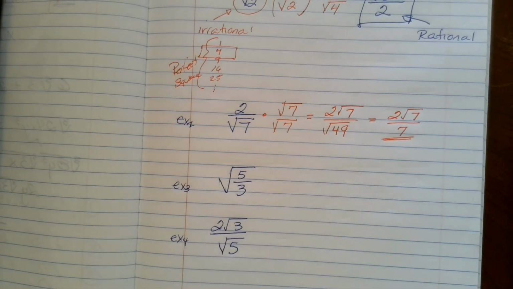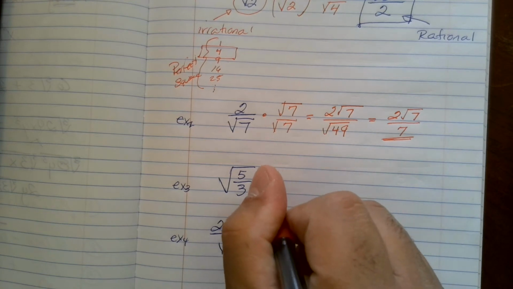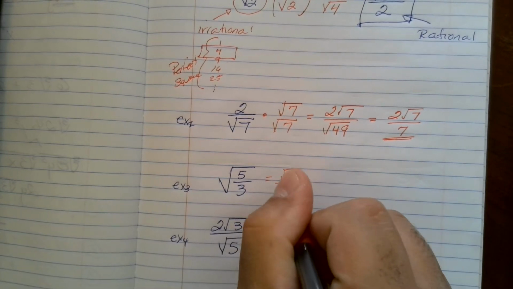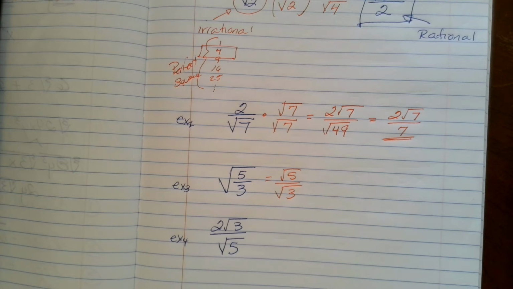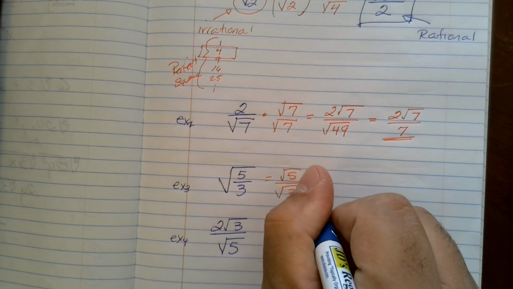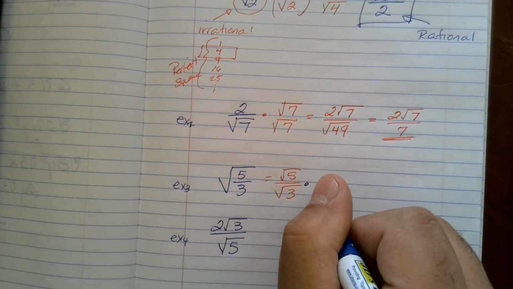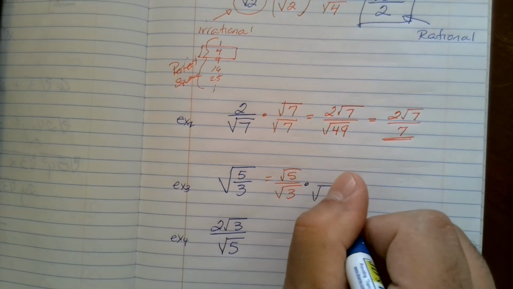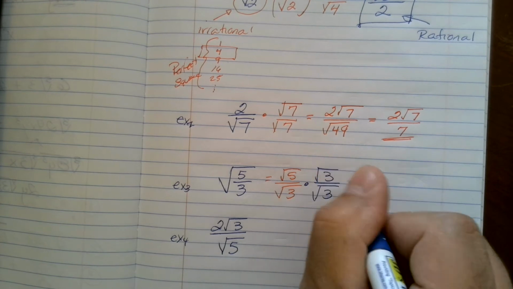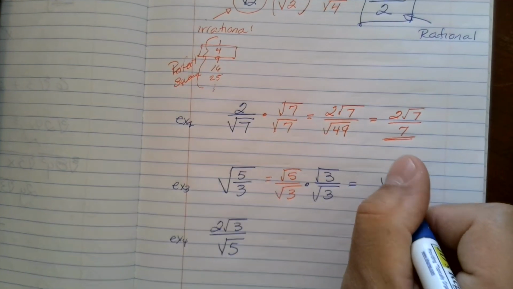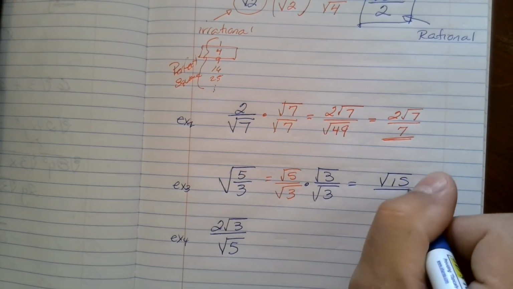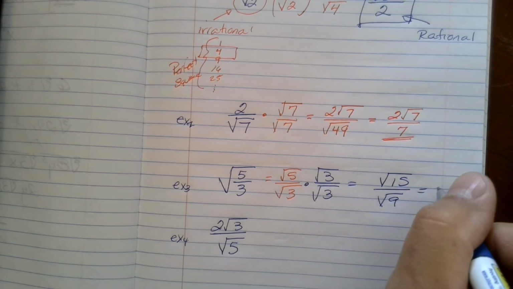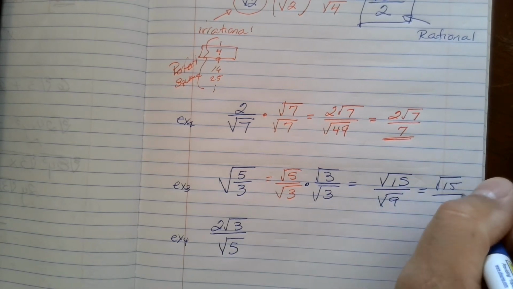In this next example, I have the square root of 5 over 3. So that's really equivalent to the square root of 5 over the square root of 3. I could break that up, right? And then I want to get rid of this radical 3. So what I'm going to do is I'm going to multiply the denominator and the numerator by radical 3. So I'm going to have a radical 15 all over radical 9, which is rad 15 over 3.